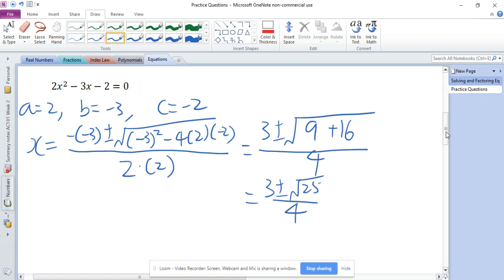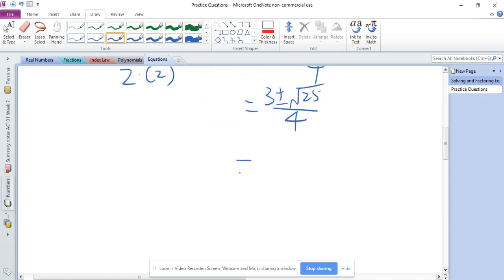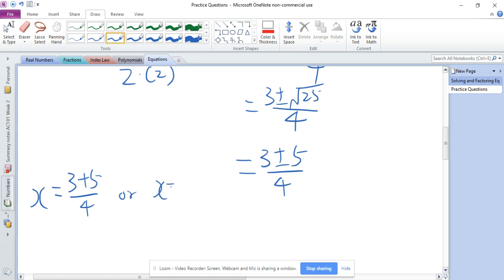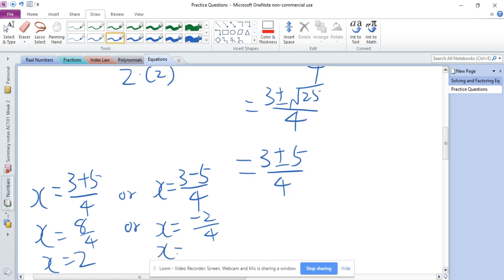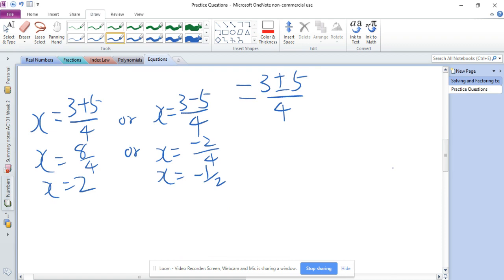What is that? The square root of 25 is 5. Okay, such that I have two solutions. The first one is plus, and the other one is subtract. x is equal to 2, or minus a half. Thank you for watching it.